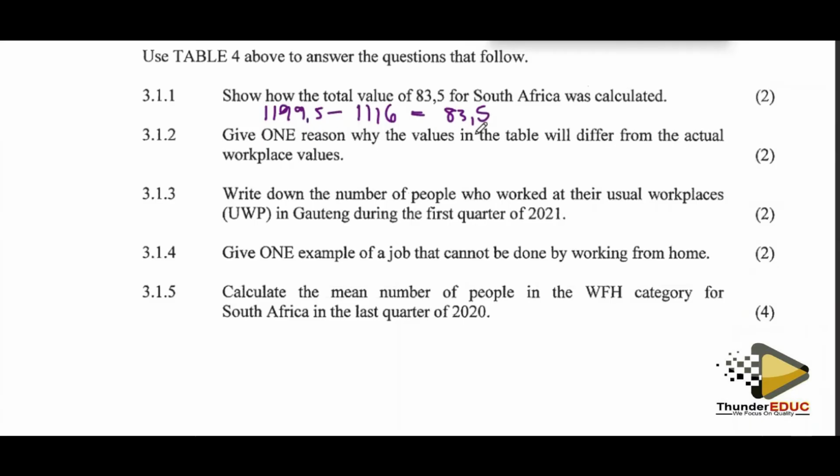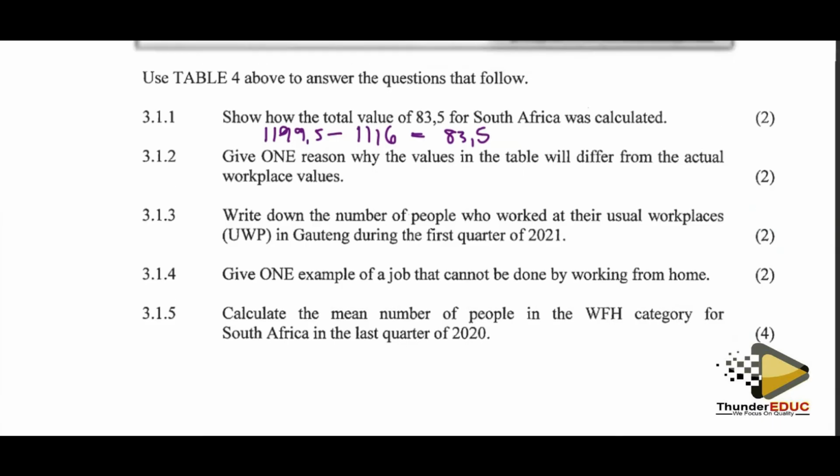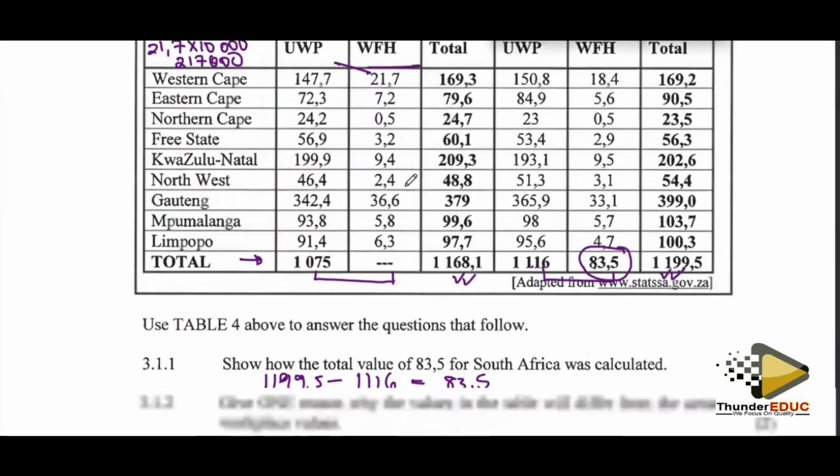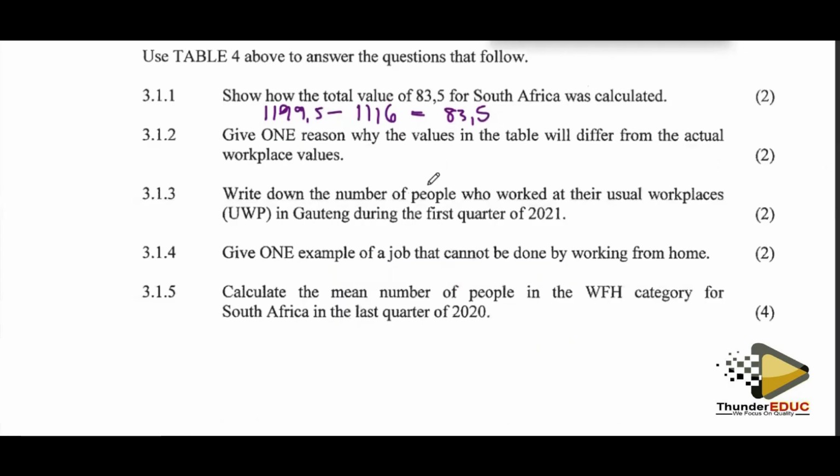Give one reason why the value in the table will differ from the actual value of the place. The value of the place, remember, these values are in 10,000, and in a place of work, you would not have a lot of people like that. 10,000 people, no. People go from 0 to 200. You understand? That's a big company. 0 to 200, then go to 1,000. It cannot reach 10,000. Even though the company has 10,000 workers, they won't be in the same venue.